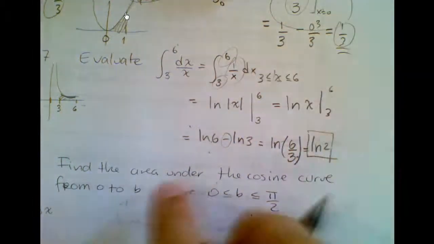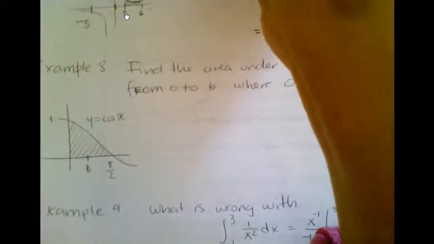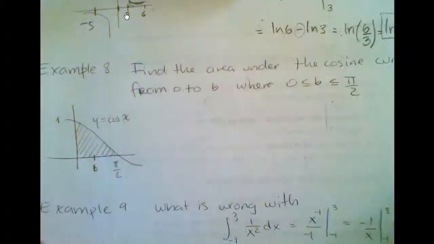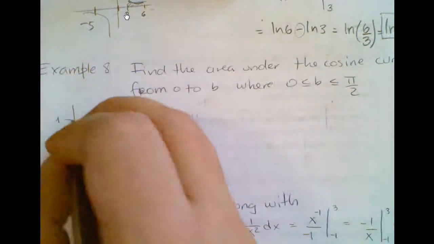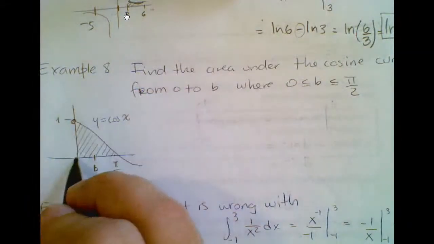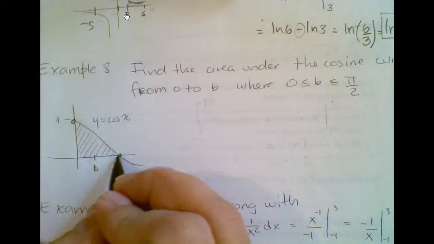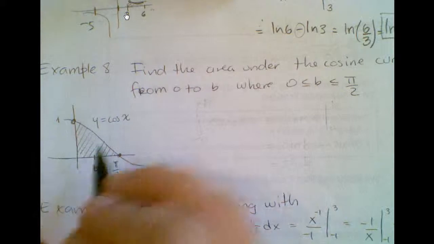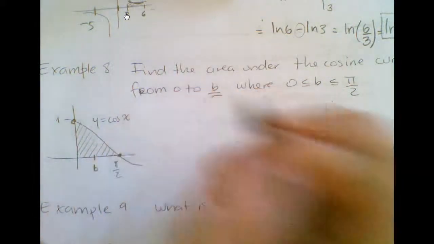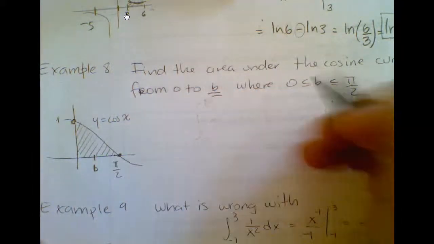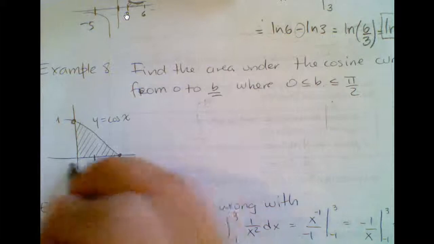Depending on the problem, but this would be the end. Now the next problem we have is finding the area of the cosine curve. So just to have an idea, remember cosine of 0 is 1 and cosine of pi over 2 is 0. So you're finding the area from 0 to some number b. You don't know what b is, but at least you know that b is between 0 and pi over 2.